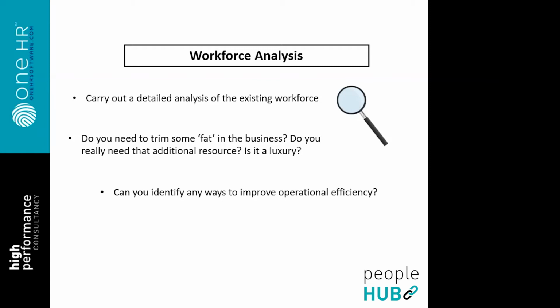Can you identify any ways to improve operational efficiency? I think this is really important because I know that naturally a lot of people default to thinking the first thing that needs to go is staff, but actually there are other ways that you can look at improving your operational efficiency, and it may still mean that you need to restructure or make redundancies. That's a really important part of this, because that will form your business case going forward.